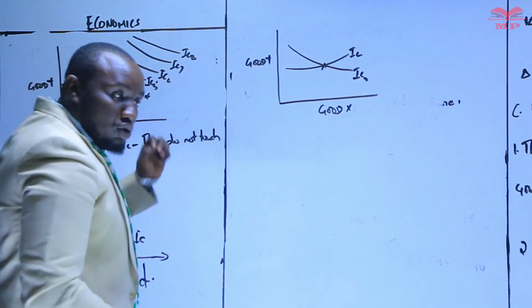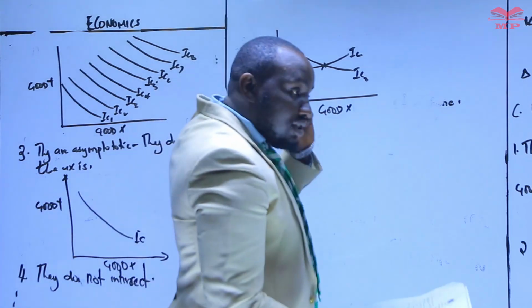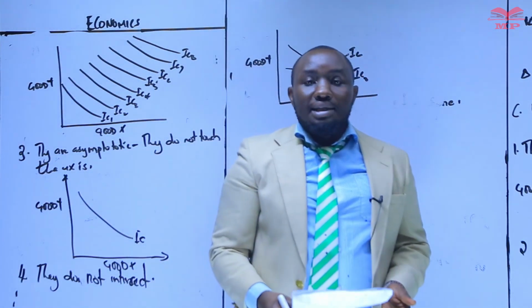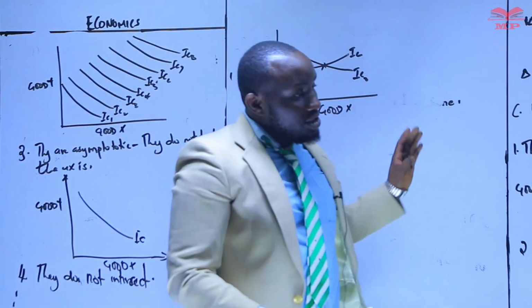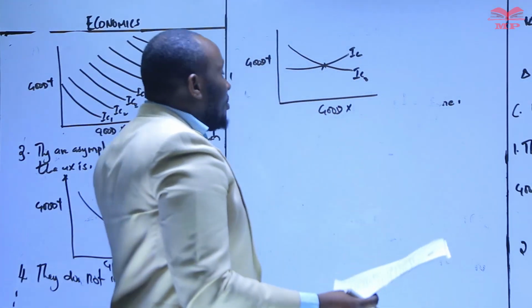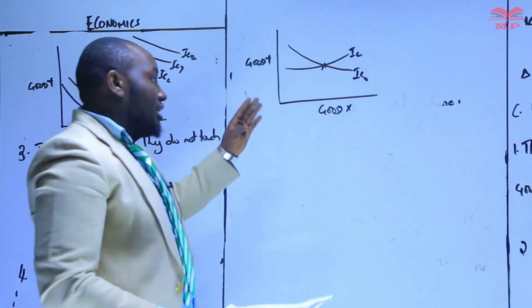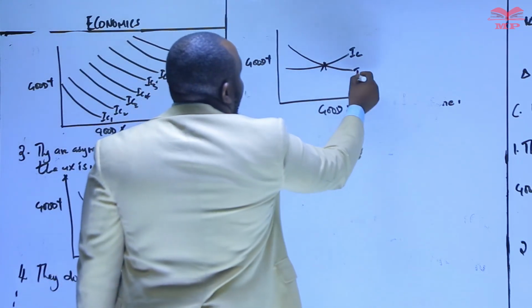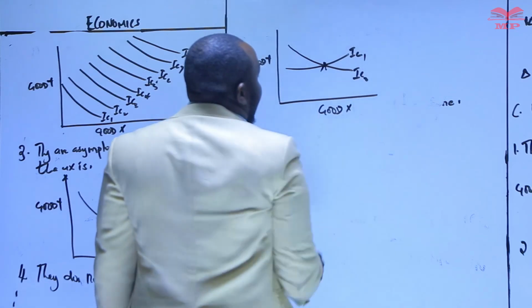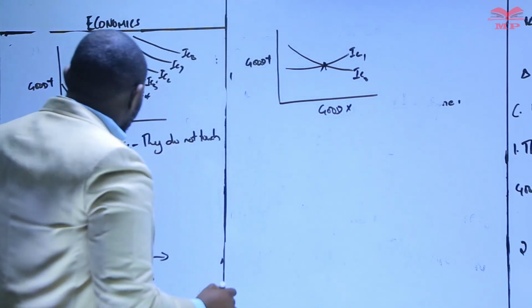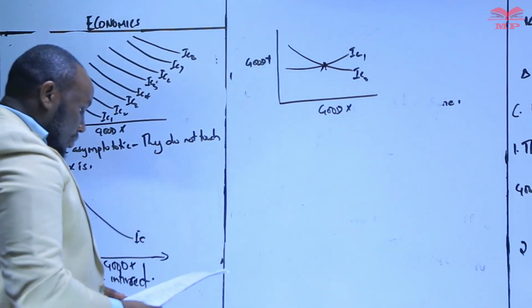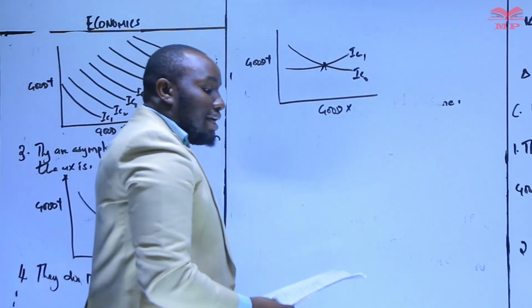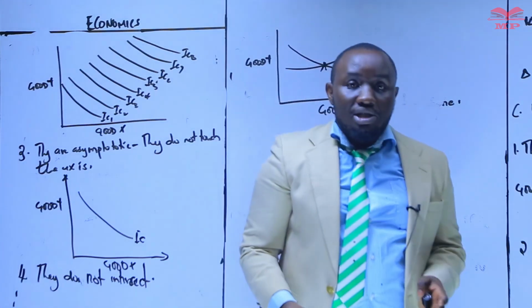But apart from that, we can also talk about how they are convex to the origin. They are sloping downwards from left to right. But we also say that they do not cross each other. That implies it is not possible for IC1 and IC2 to cross each other. So the last property is that they do not intersect. Those are the 4 properties of the indifference curve.